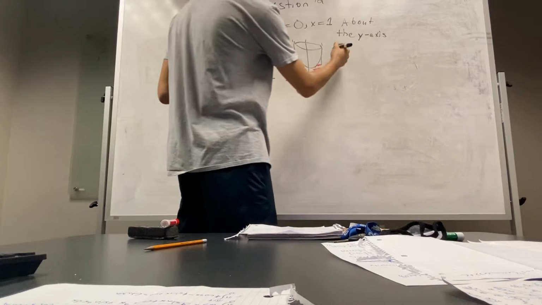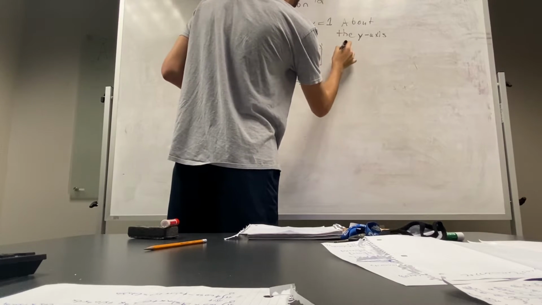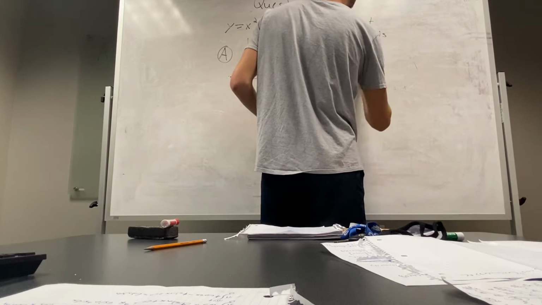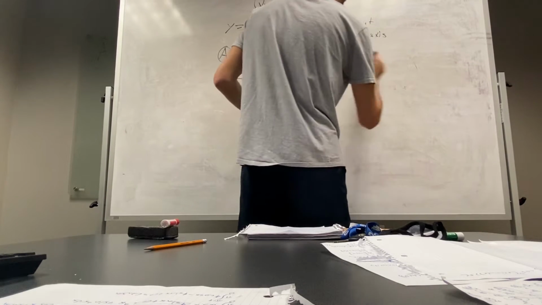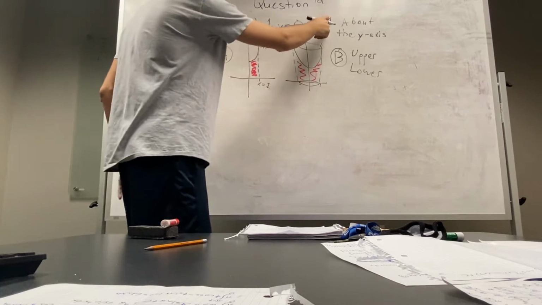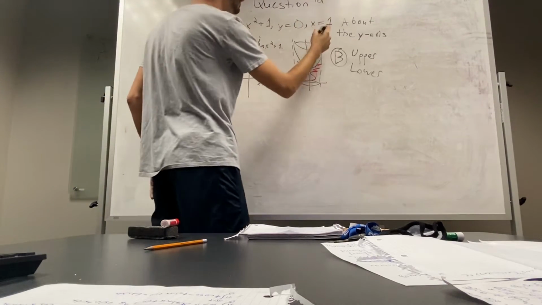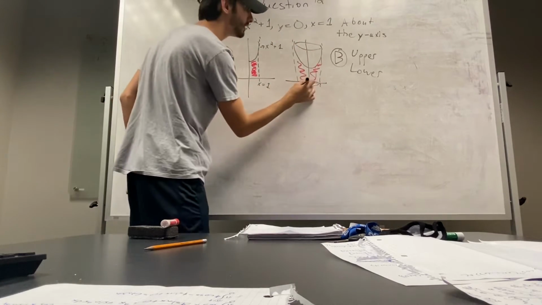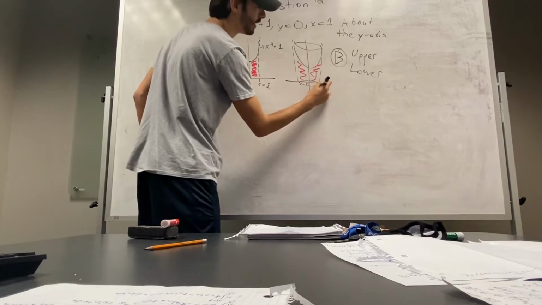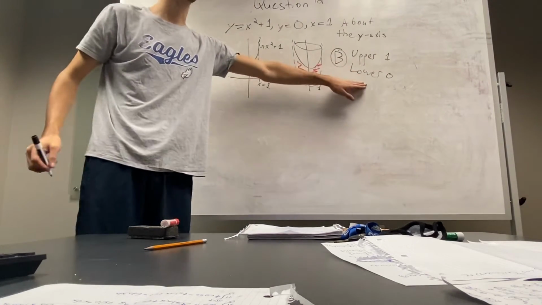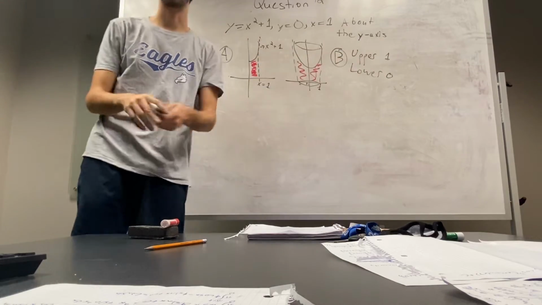In order to do that, we need to find the upper and the lower limit. And it's given to us actually in the problem. We have y equals 0 and x equals 1. So if we're rotating it about the y-axis, it's from x equals 0 to x equals 1, which is going to give us a lower limit of 0 and an upper limit of 1.